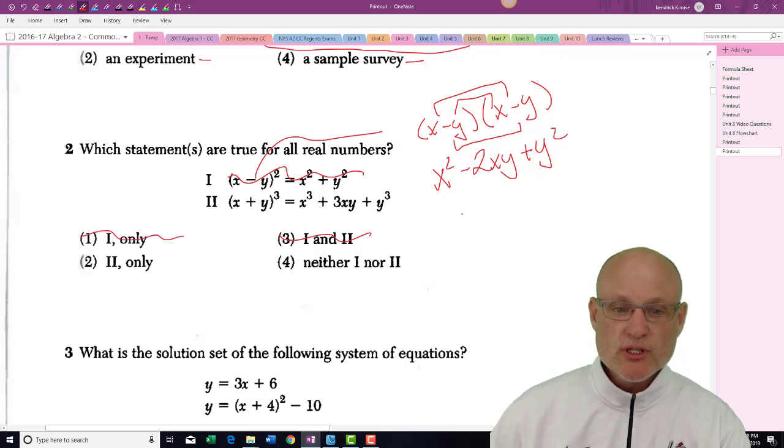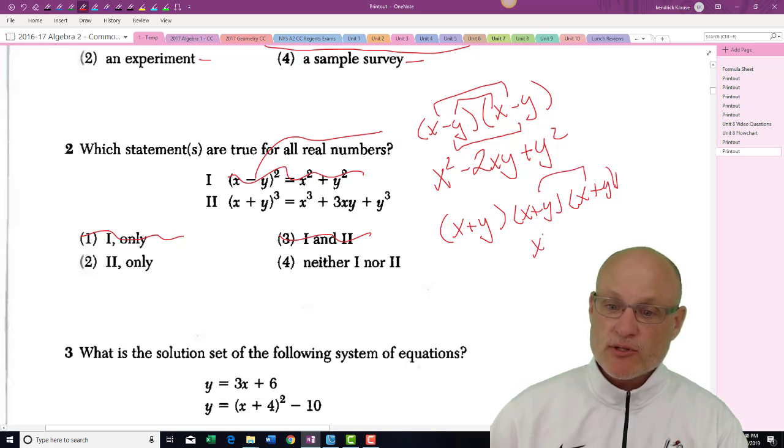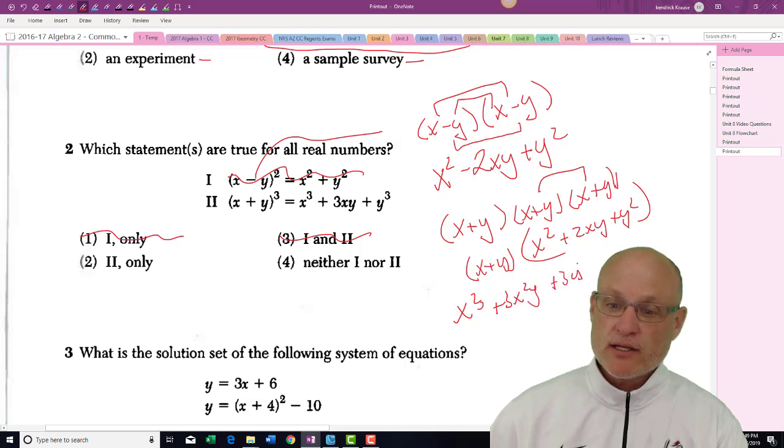Now we have to check 2. Wow, we could be here forever. I'm going to choose not to do it like this, and then double distribute these two. If you double distribute these two, you get x squared plus 2xy plus y squared. Then you multiply by x plus y, and you'll end up with x cubed plus 3x squared y plus 3y squared x plus y cubed. And this one doesn't work at all. So the answer is neither 1 nor 2.